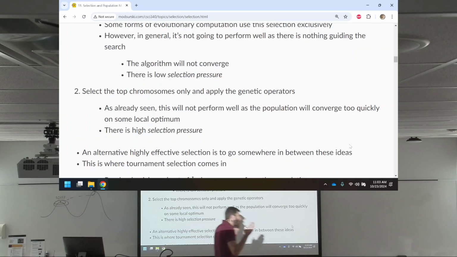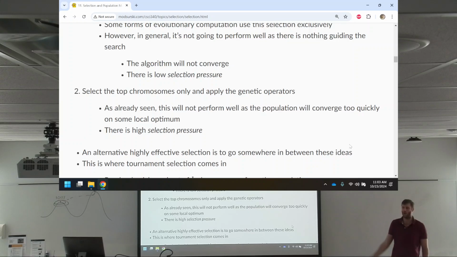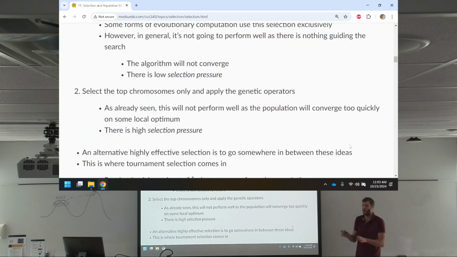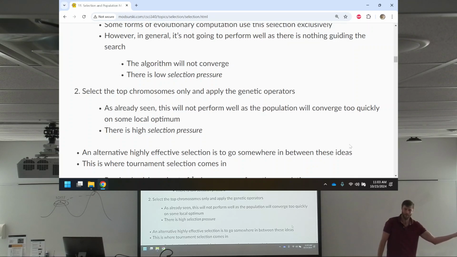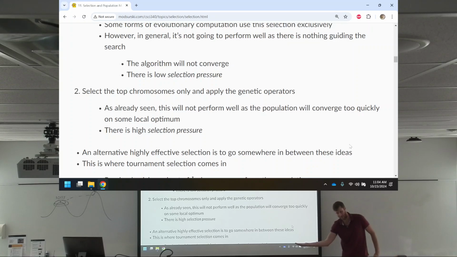But if I'm always picking the best candidate solutions, the population will converge too fast. I will have no diversity in the population, which kills your population's ability to explore the search space. You don't want to do this. So randomly selecting chromosomes to get to the next generation is not very good. And always picking the best ones to go to the next generation is not very good either. And we have seen this empirically.